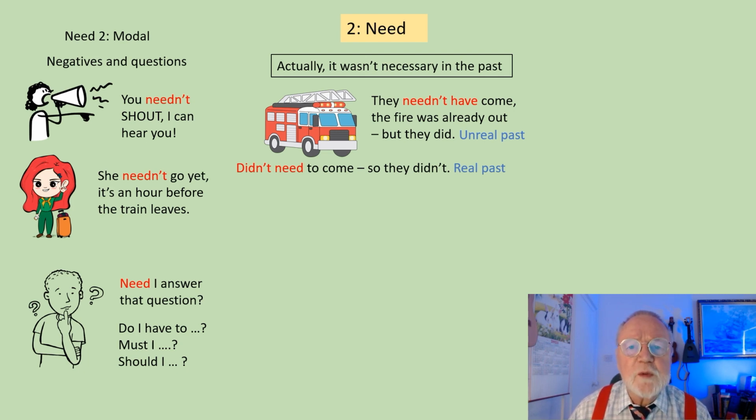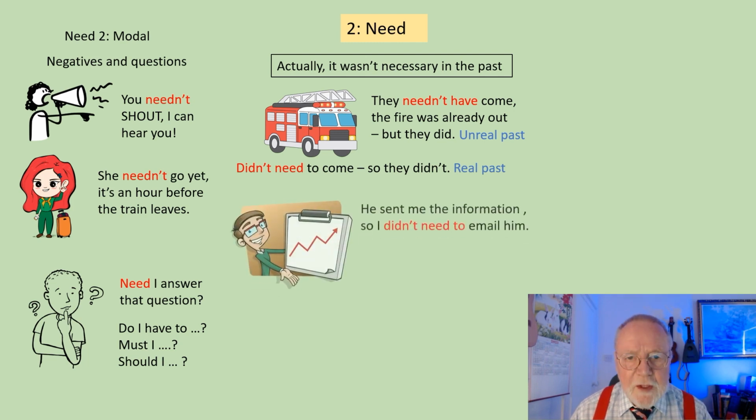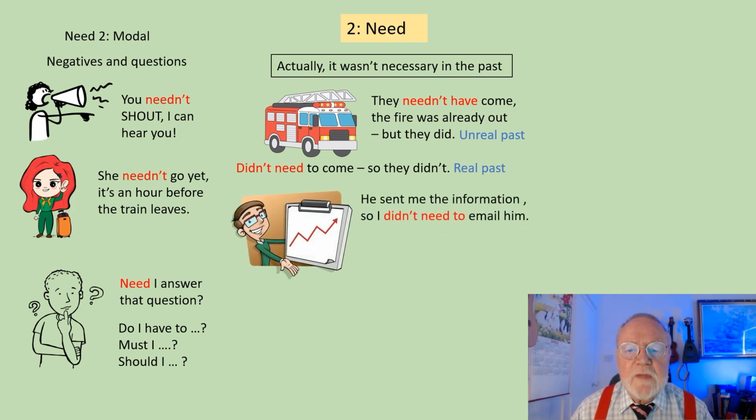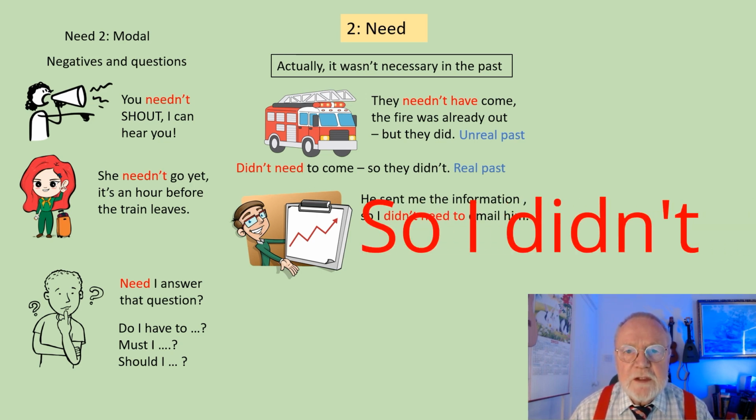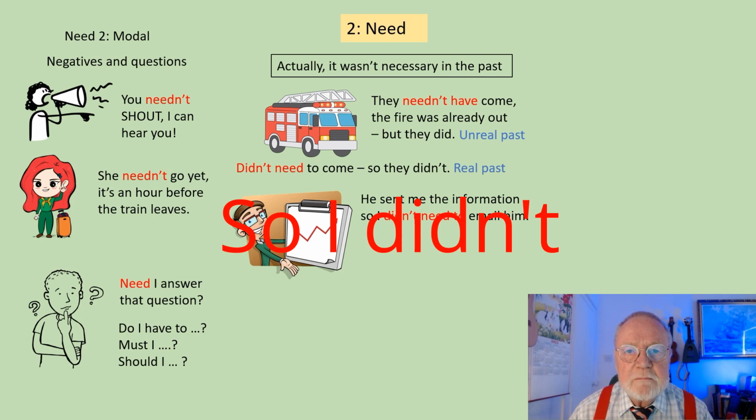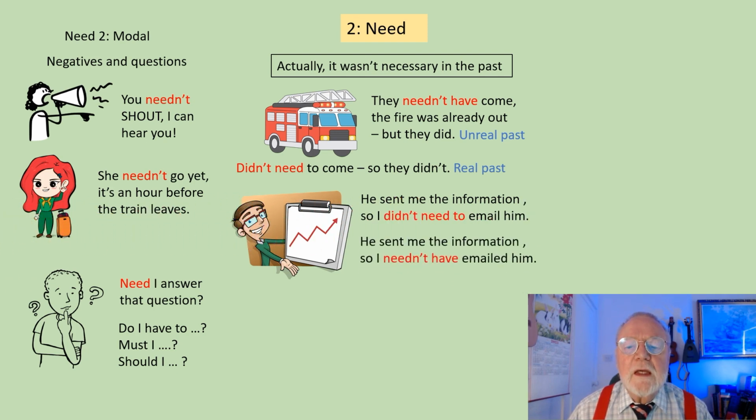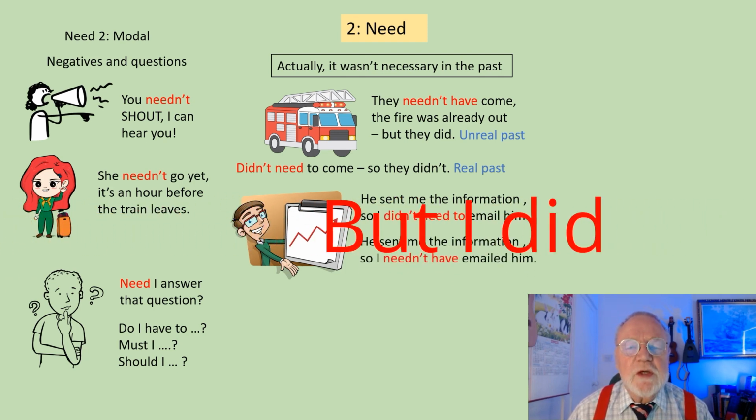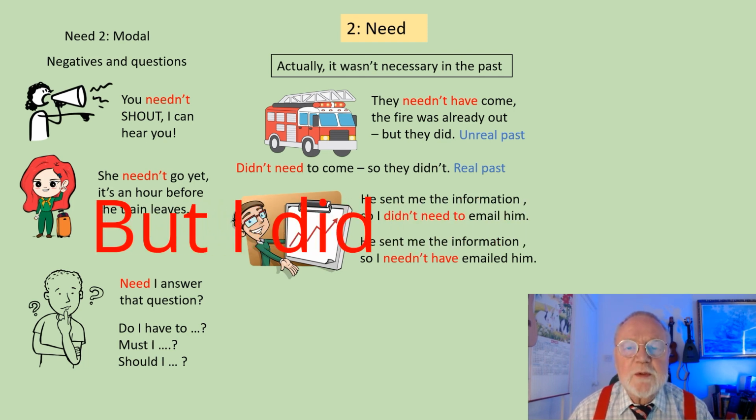I think here the two forms of need come together. They needn't have come, unreal past, but they did. They didn't need to come, so they didn't, which was the real past. Here's another example of that. He sent me the information, so I didn't need to email him. He sent me the information, so I needn't have emailed him.